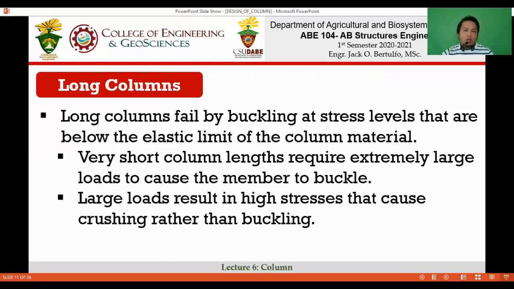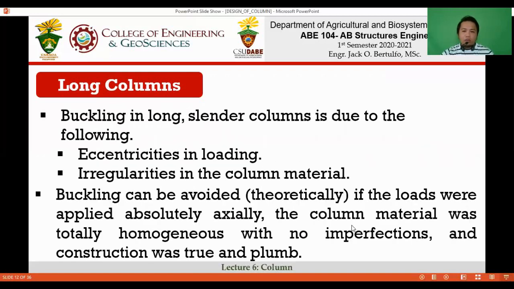So long columns. Long column fails by buckling at stress levels that are below the elastic limit of the column material. So very short column lengths require extremely large loads to cause buckling. So if you want mabuckle ang very short column, you need extremely large loads. But instead of buckling, large load presents high stress that causes crashing rather than buckling. So pero pag long columns, then it will buckle. So buckling in long columns is due to the following.